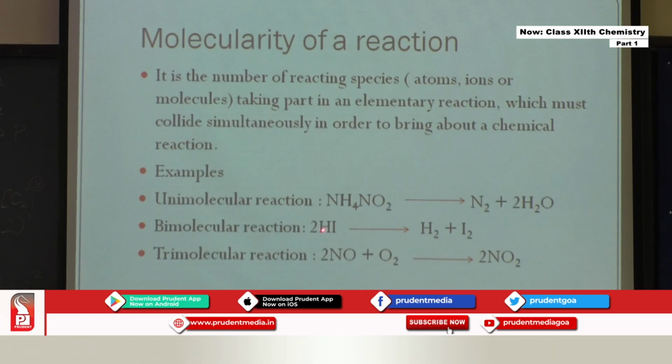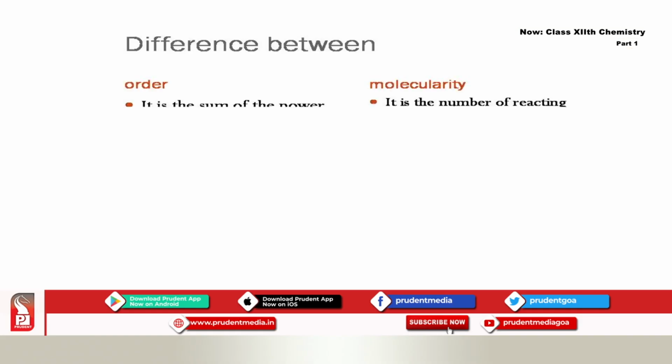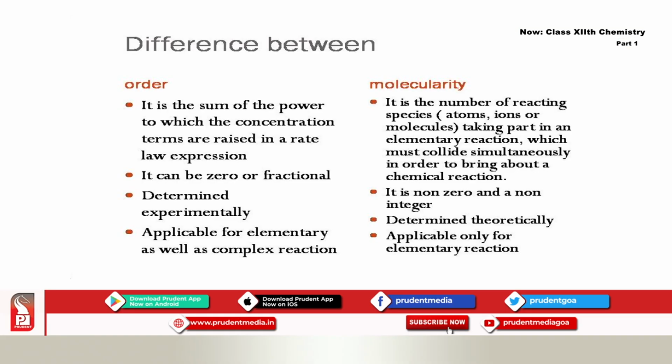Example here is hydrogen iodide, giving you hydrogen and iodine. In the balanced chemical equation, we have 2 moles of hydrogen iodide reacting to give you 1 mole of hydrogen and 1 mole of iodine. And trimolecular would be 2 moles of nitric oxide reacting with 1 mole of oxygen to give you 2 moles of nitrogen dioxide. So, the molecularity here is going to be 3 because you have 2 of nitric oxide and 1 of oxygen reacting.